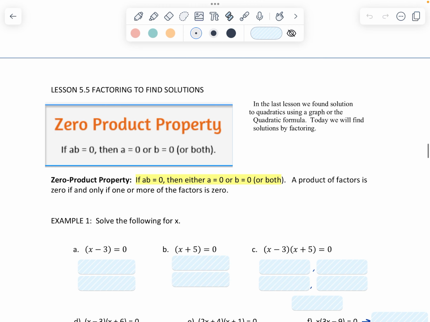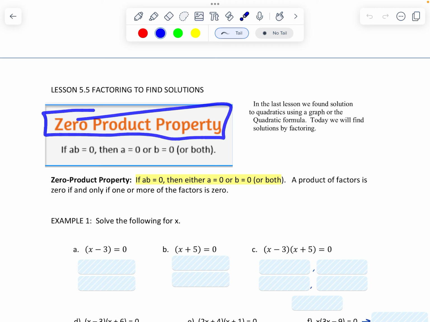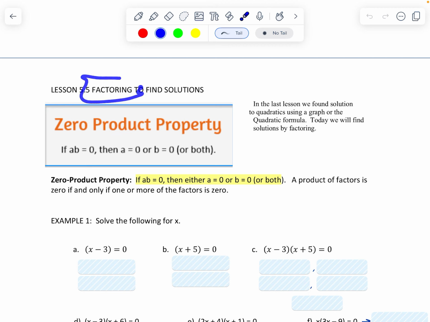Okay, our 5.5 notes are going to deal with the zero product property and how we are going to find solutions using factoring. If you remember from 5.2 and 5.3, we talked about the different ways we can factor. We talked about using the x, splitting the middle, and then factoring by grouping. We are going to take that one step further now in order to find our solutions.